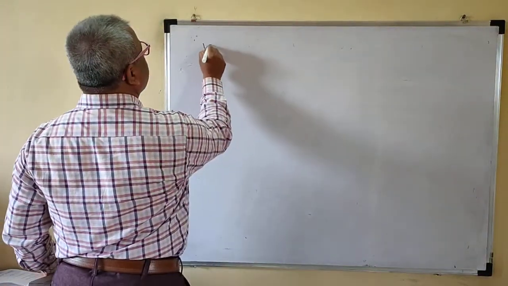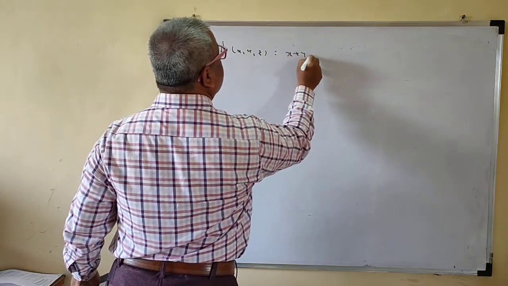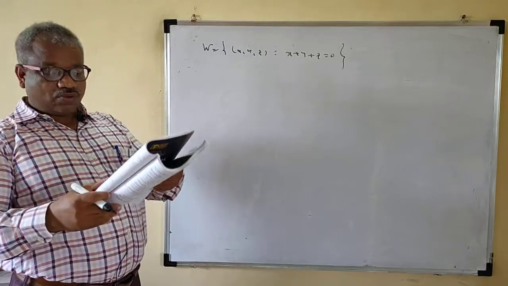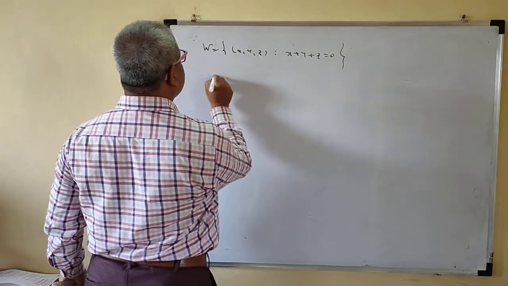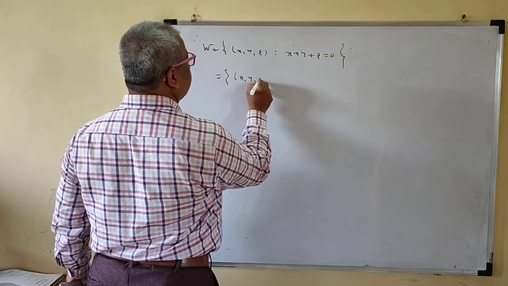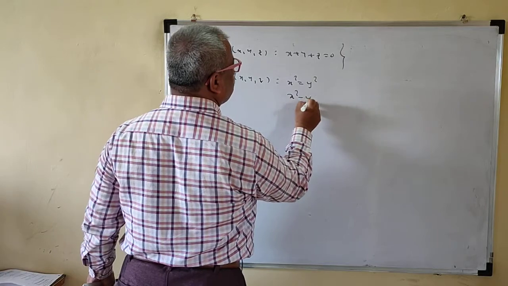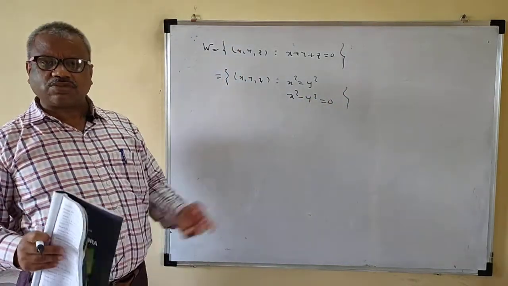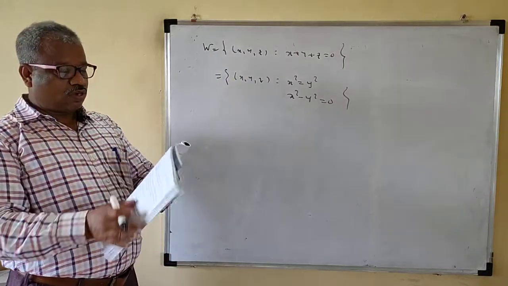Suppose your W is (x, y, z) such that x plus y plus z is equal to 0. This is a plane passing through the origin, so it is a subspace. If I give x square is equal to y square, that is, x square minus y square is equal to 0, this is not a subspace.